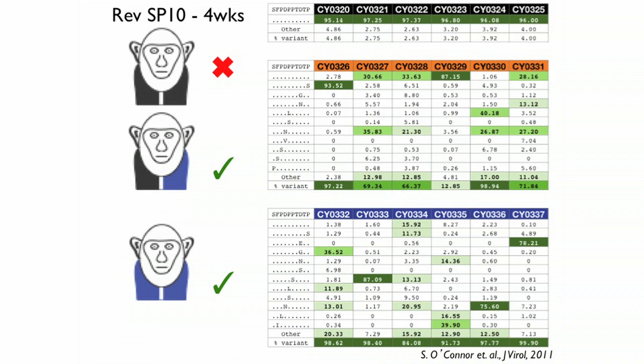We then look at the SP10 epitope in Rev. And remember, the M1 homozygous animals don't make T cell responses against this epitope, so they have no variation within this epitope. All their sequences are wild type. The M1 and M3 heterozygotes and the M3 homozygotes make T cell responses against this epitope. And you can see that variants accumulate in this epitope in both the heterozygous animals and in the M3 homozygous animals.